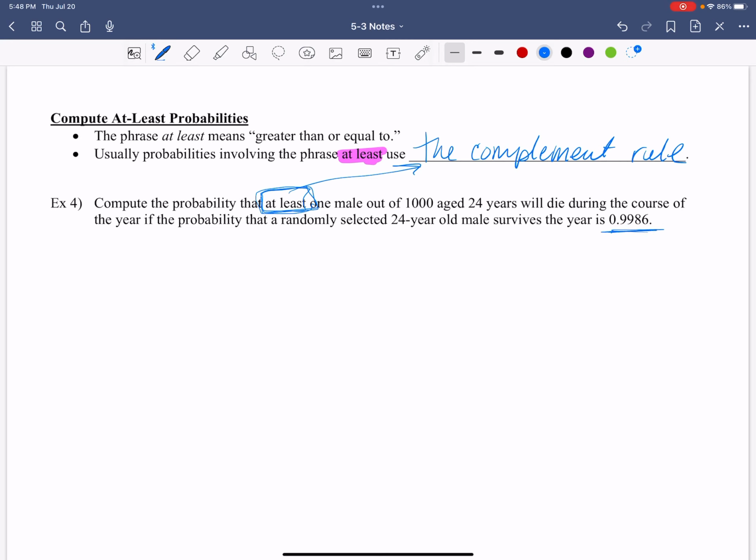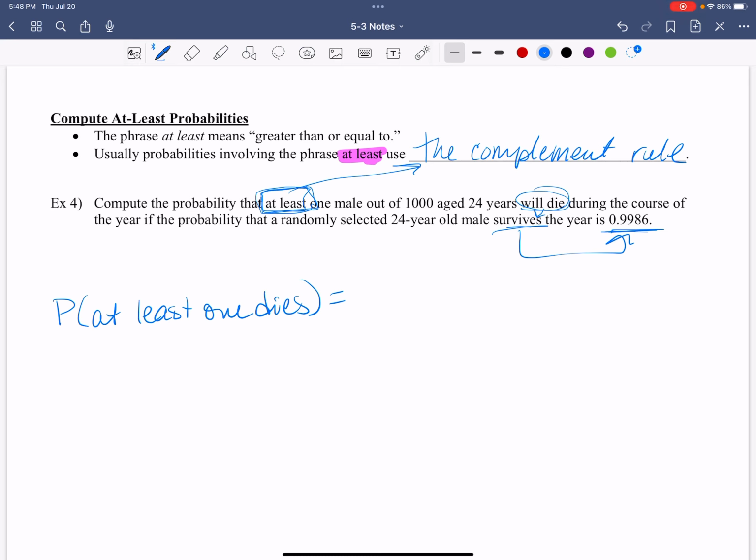All right, so I know survival is 0.9986. What I want to know is that at least one will die, which is the opposite of surviving. When I'm talking about at least, when I'm talking about the complement, everything is the opposite of what you think is going to happen. So the probability that at least one dies, I know it's kind of a morbid topic, but that's statistics. This is a lot of biology. They do this a lot with animal science.